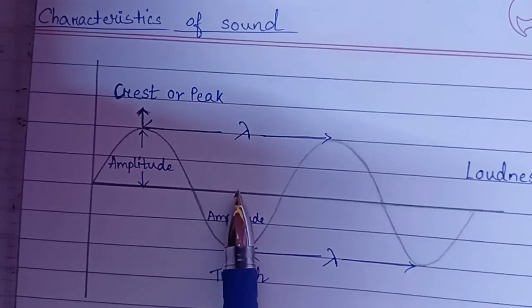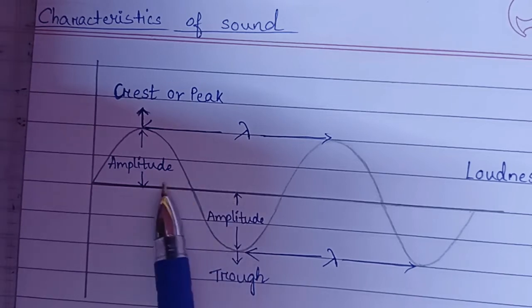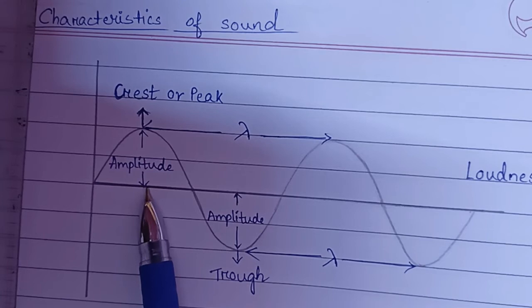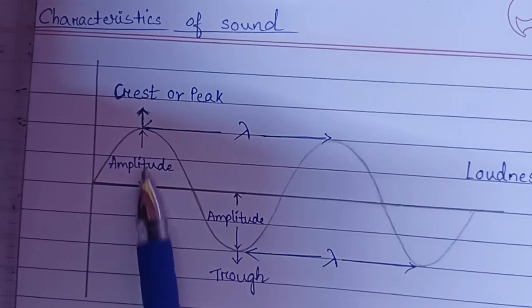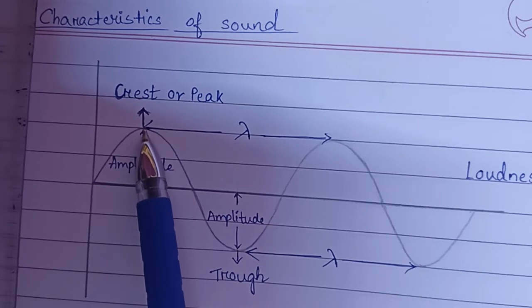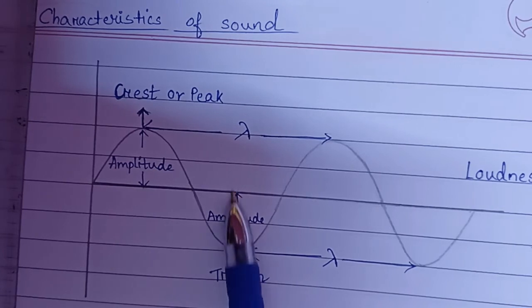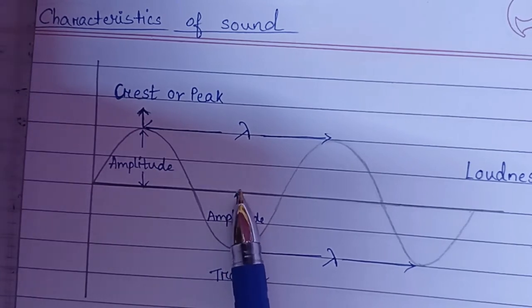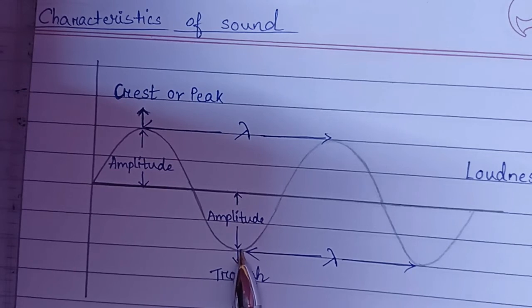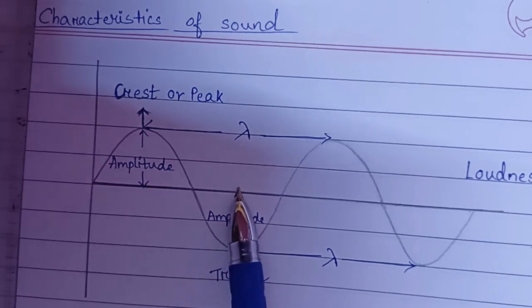So what is the amplitude? It is the distance from the mean position, that means from this position to the peak or crest, because this is the highest point of a wave. So this distance is known as amplitude. Similarly, it is also the distance from the mean position to the trough, the below position. This is the amplitude.